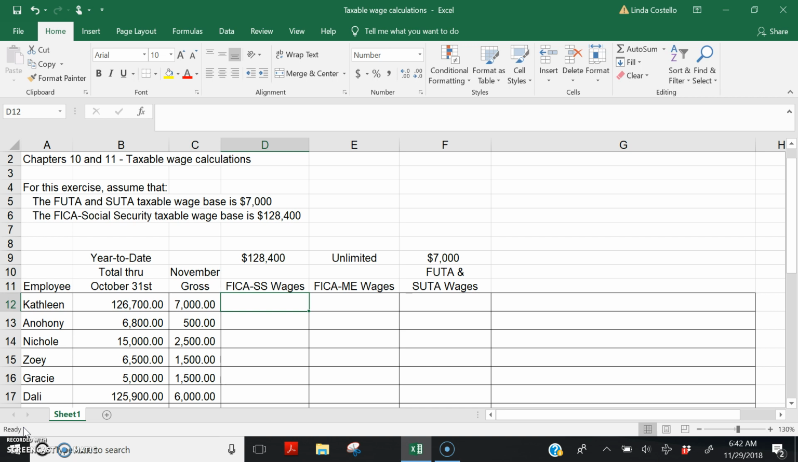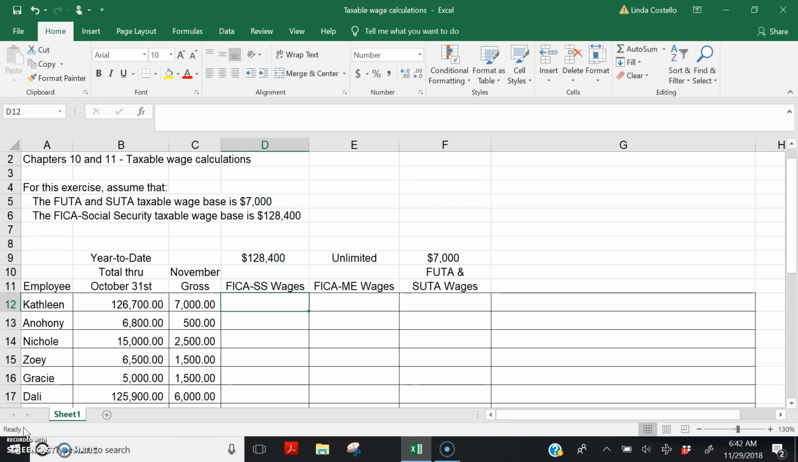The wage base for FICA Social Security usually changes each year. For 2017, the wage base was $127,200. For 2018, it is $128,400. FICA Medicare tax is imposed on all gross wages without limitation. There is no wage base. The FUTA and California SUTA wage base has remained at $7,000 for many years.